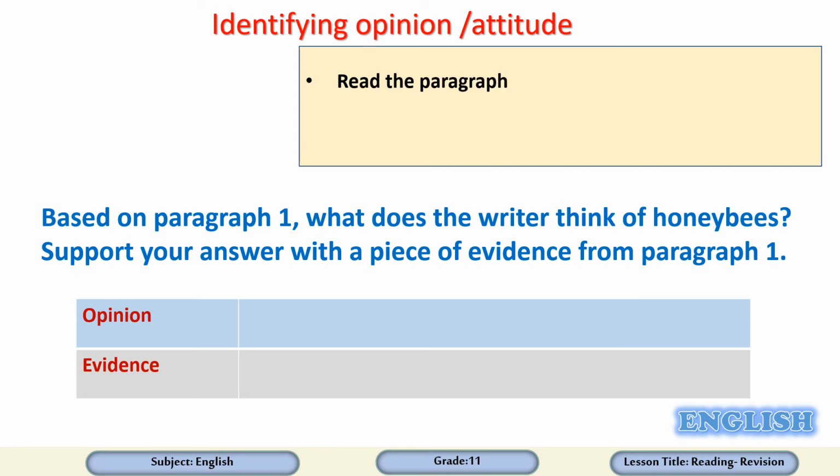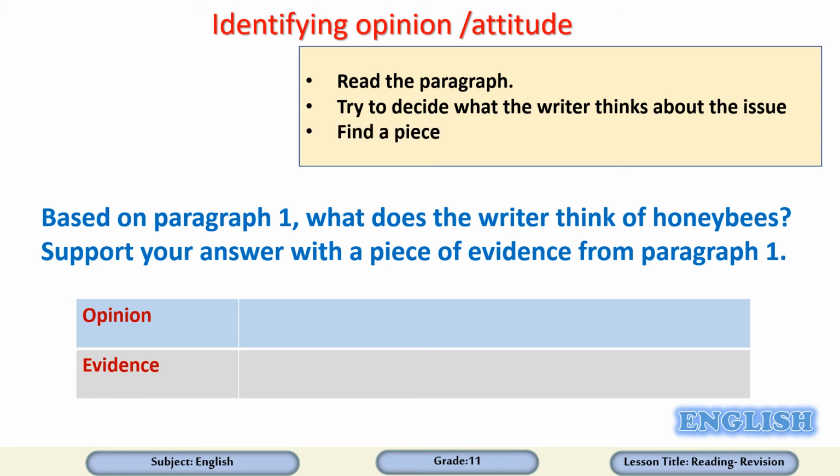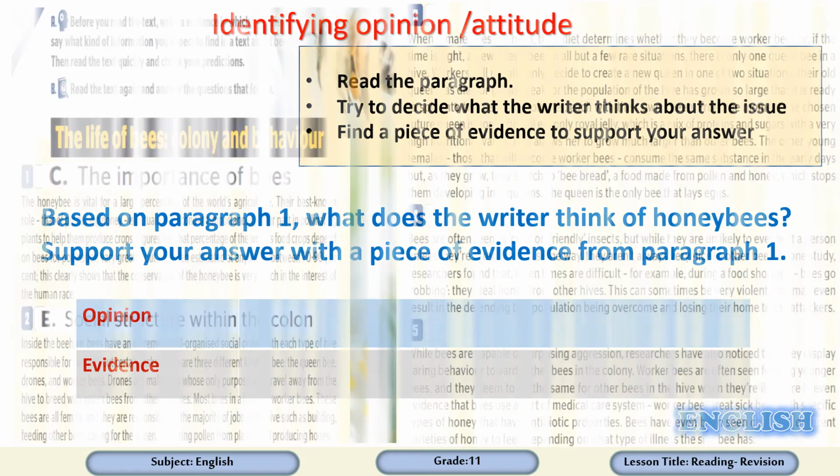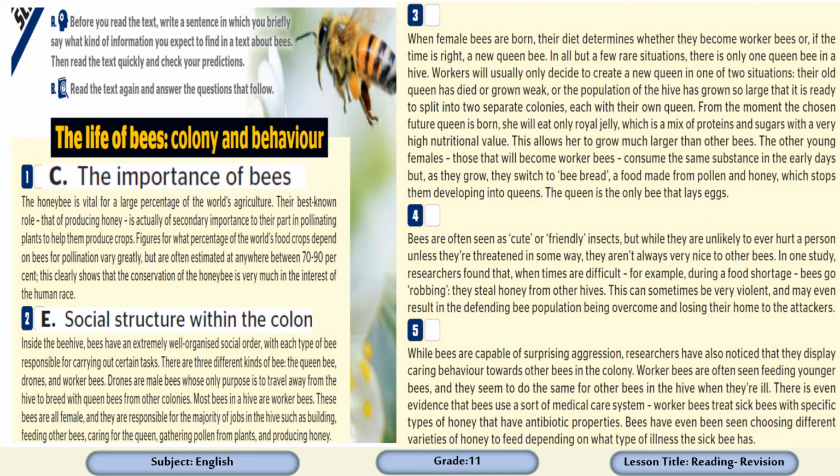For this task, you need to read the paragraph identified in the question, then try to decide what the writer thinks about the issue, and finally find a piece of evidence to support your answer. Pause the video and go back to the text and try to answer this question. Time is over. Let's look at paragraph 1 and see what the writer thinks of honeybees.